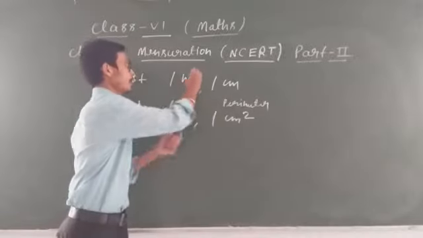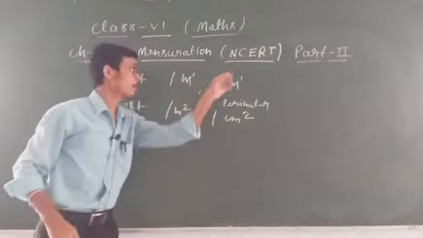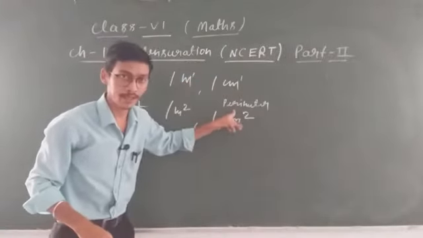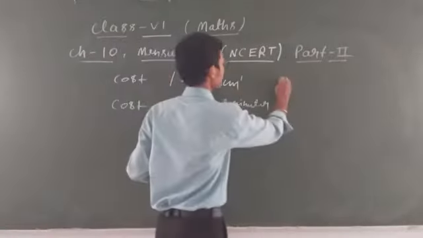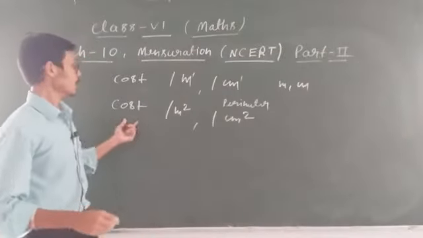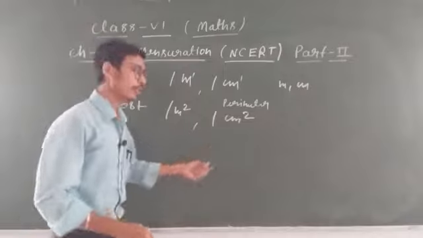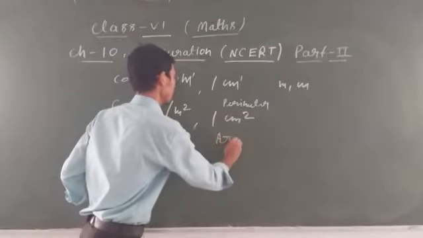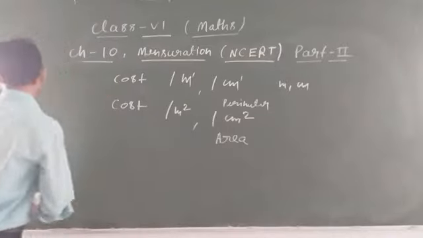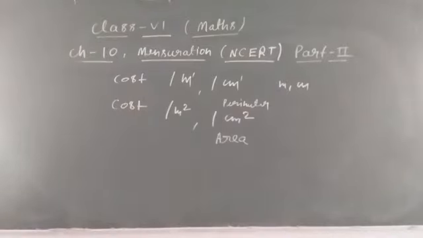See, here power is 1, na? So if cost is given simply per meter or per centimeter, you will find out the perimeter, because you know that the unit of perimeter is meter or centimeter, right? And if cost is given per meter square or centimeter square, it means you have to find out area. Clear? In the question we will also discuss this for clearing your doubt.